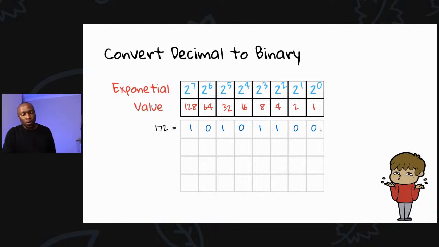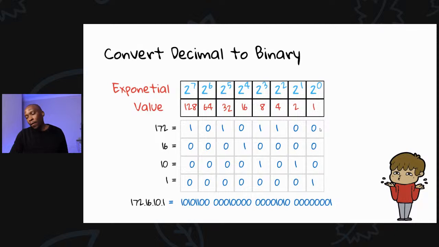For 172, similar process. We need 128, we need 32, we need 8 and 4, and we get 172. For 16, we only need 16 as the only value. For 10, we need 8 and 2. And for 1, we only need the value of 1. And that is how we convert our IP address into binary.